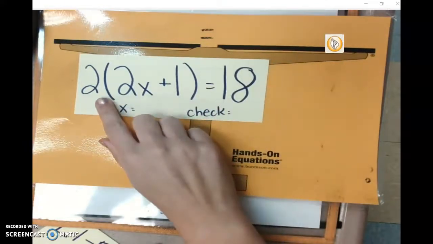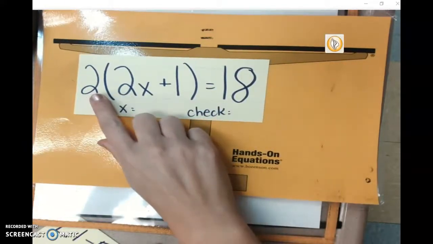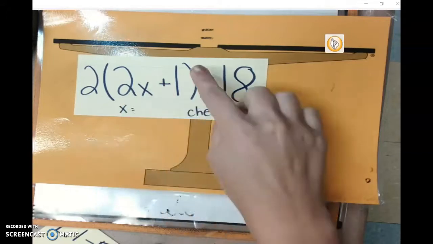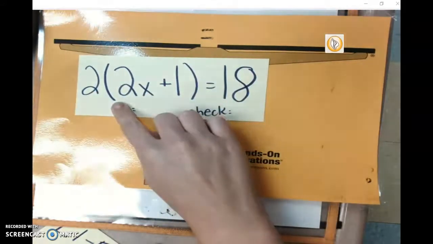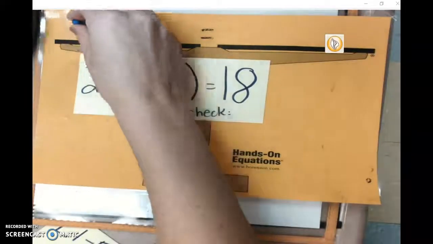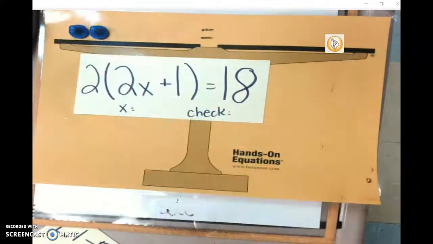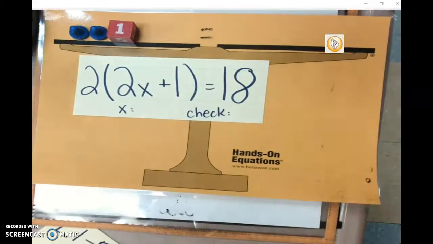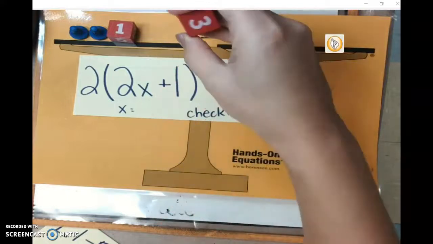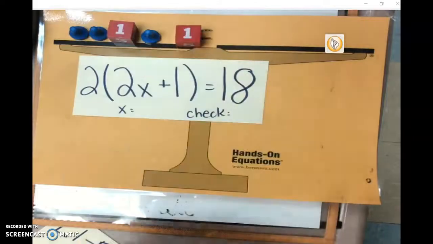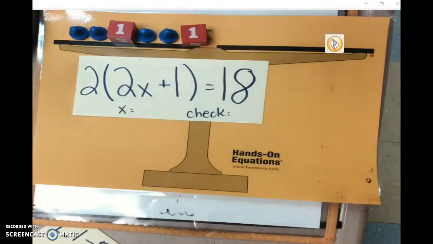We have a 2 on the outside of our parentheses, so that tells us how many times we would multiply what is in our parentheses. So essentially, we are going to put what's in our parentheses on our scale 2 times. So I have 2x plus 1, and then I need to do that again because there is a 2. So we'll have another 2 x's, and another 1.